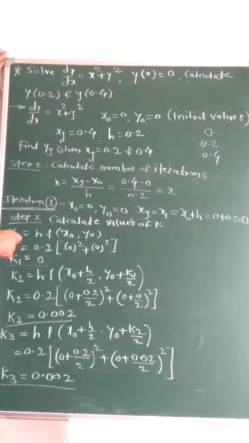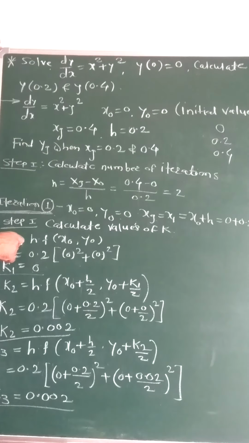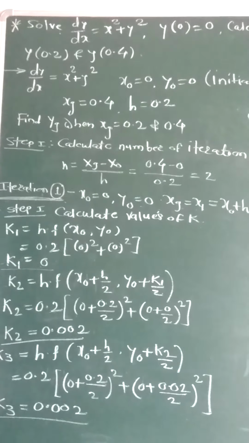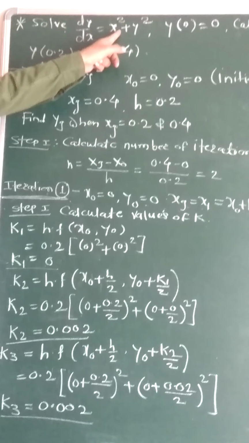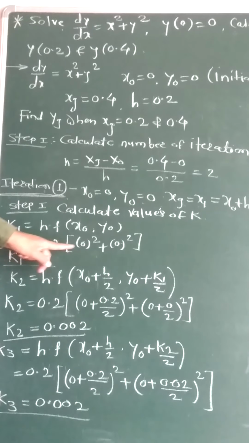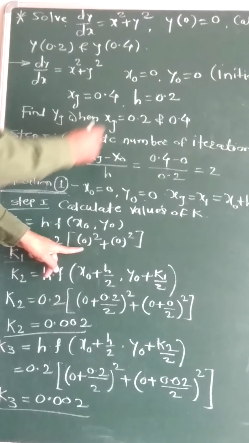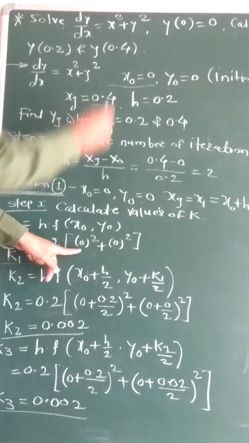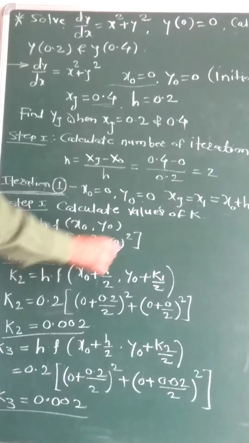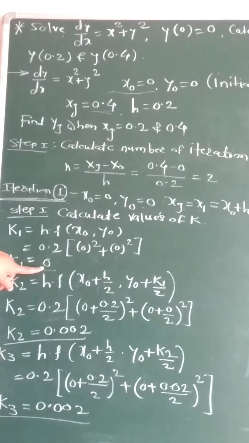As we know, the first weight, that is k1, is calculated by using the formula h into f of x0, y0. Our function is x square plus y square. Therefore, h is equal to 0.2 into x0 (0), y0 (0), that is 0 square plus 0 square. Therefore, k1 is equal to 0.